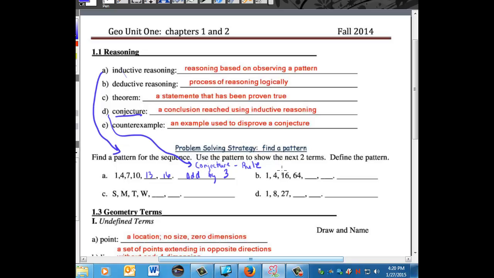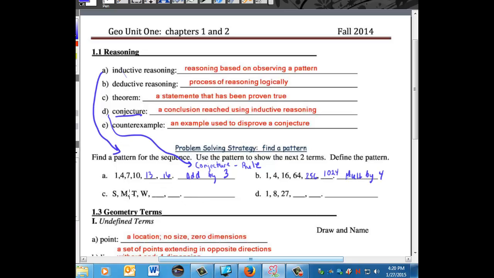Okay, next we have 1, 4, 16, and 64. So think about how we went from 1 to 4, from 4 to 16, to 16 to 64. It looks like we are multiplying by 4. So let's put that, multiply by 4. And so that would be 256. And this would be, I believe, 1,024. Might be off by a little bit, but you get the idea.